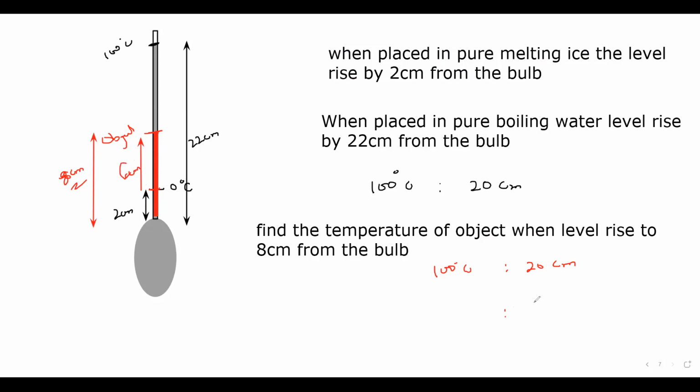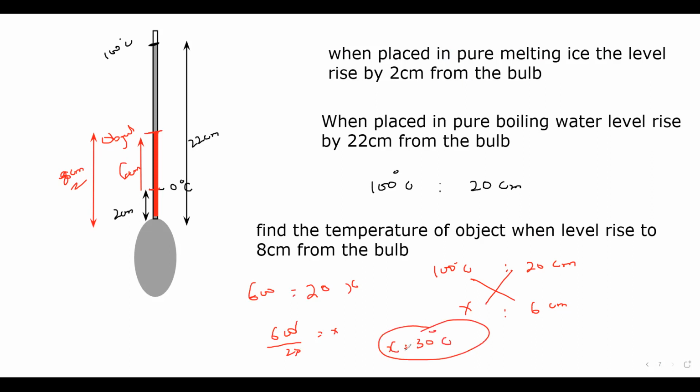So it will be 6 centimeter, that will be x, and cross multiply. So 6 multiplied by 100, 600, and that is 20x. So 600 divided by 20 is equal to x, or x is equal to 30 degree centigrade. So the temperature of the object is actually 30 degree centigrade. Is this concept clear? That is how we can use a liquid in a glass thermometer to find the temperature of an unknown object.